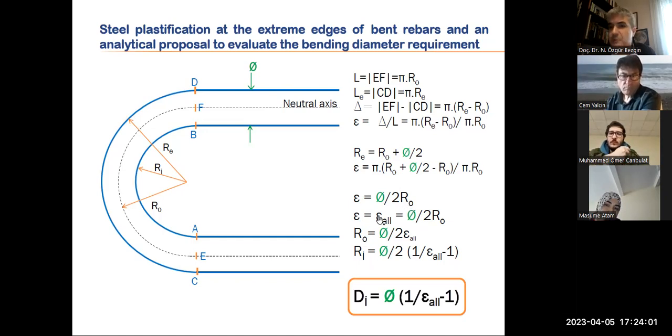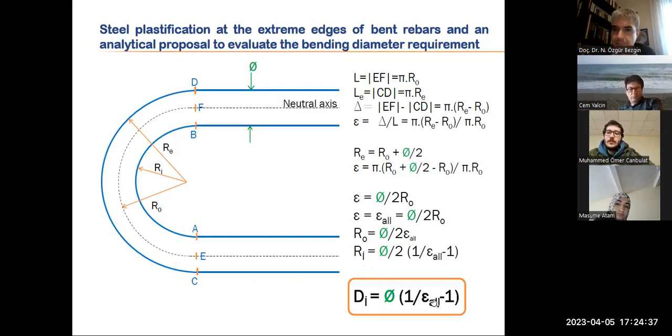If I give an allowable value to this epsilon, epsilon allowable, phi divided by 2R0, from this I can estimate what my R0 should be. R0 should be equal to phi divided by 2 times epsilon allowable. Since I want to know the internal radius of my mandrel, Ri becomes equal to phi over 2 multiplied by 1 over epsilon allowable minus 1. My internal diameter becomes phi multiplied by 1 over epsilon allowable minus 1.